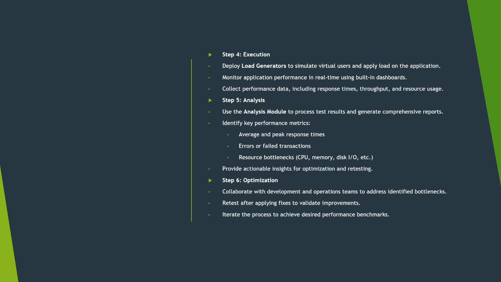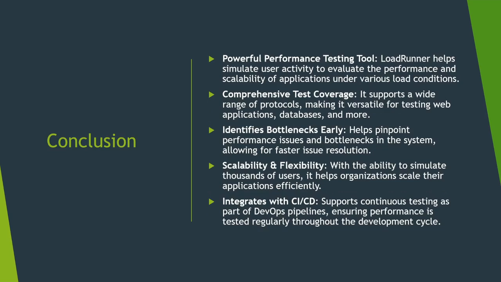Step 6, optimization. Collaborate with development and operations teams to address identified bottlenecks. Retest after applying fixes to validate improvements. Iterate the process to achieve desired performance benchmarks.